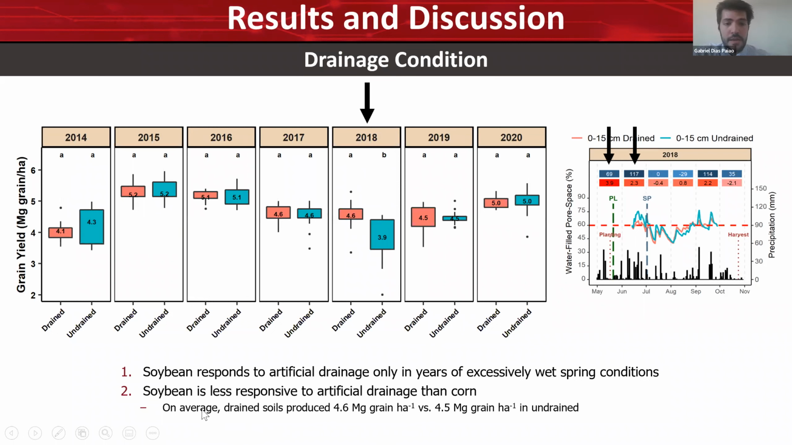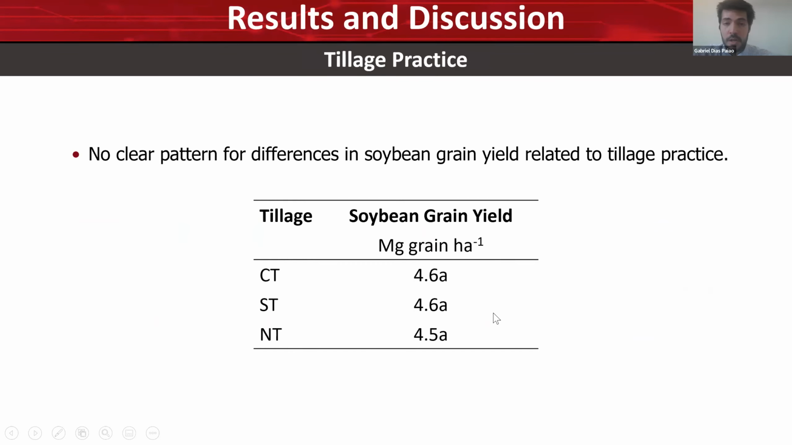And so, as an average, drained soils produce 4.6 megagrams per hectare compared to 4.5 for undrained. So on average it was a smaller difference compared to corn. There were no clear trends or clear patterns for differences in grain yield related to tillage practice for soybean production, with conventional tillage and strip tillage producing on average 4.6 and no tillage 4.5.